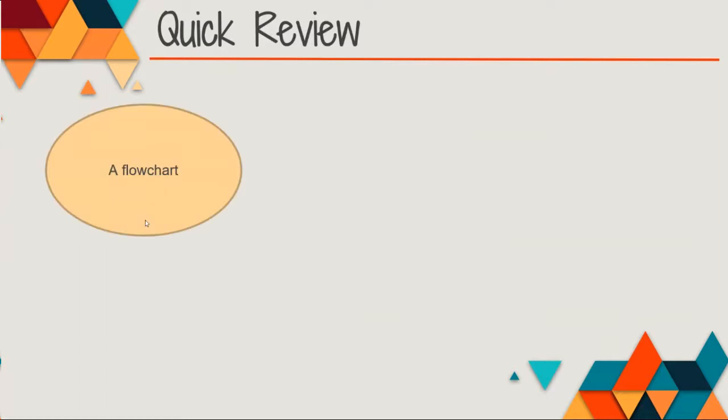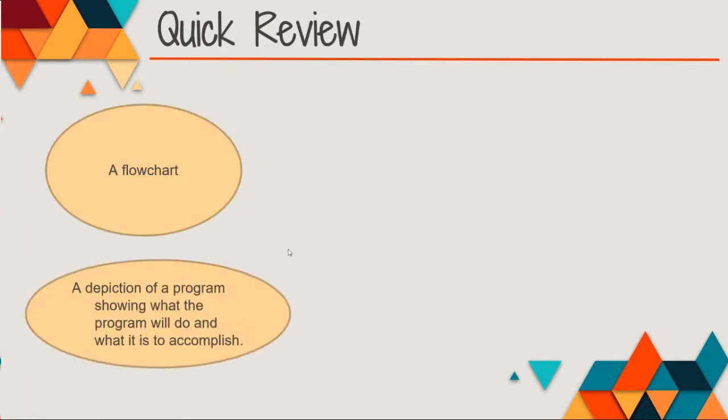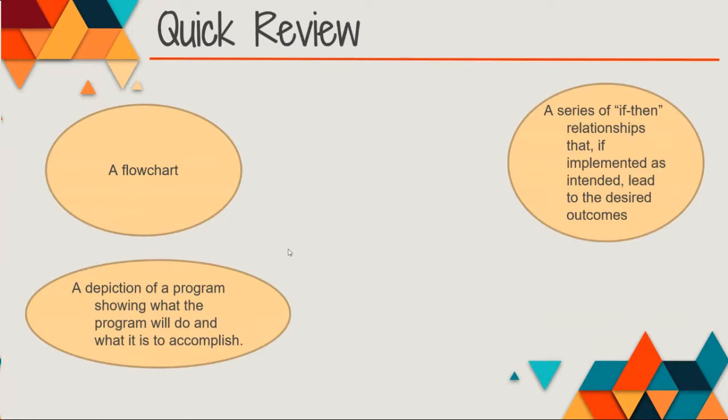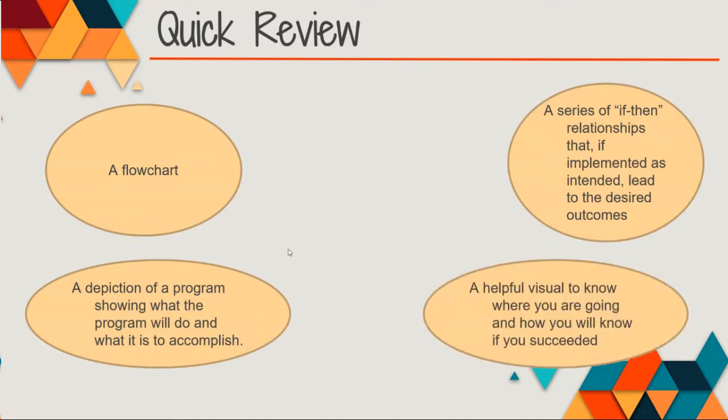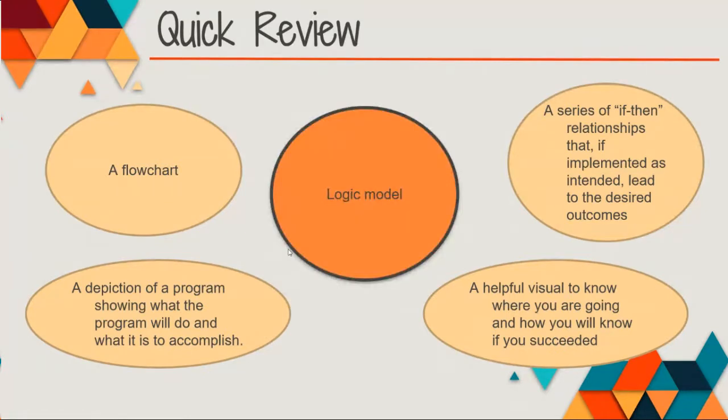So let's do a quick review. This is a flowchart. It's a depiction of a program showing what the program will do and what it is to accomplish. It's a series of if-then relationships that, if implemented as intended, will lead to the desired outcomes. And it's a helpful visual to know where you are going and how you will know if you succeeded. Ultimately, these are all characteristics of what we call a logic model.